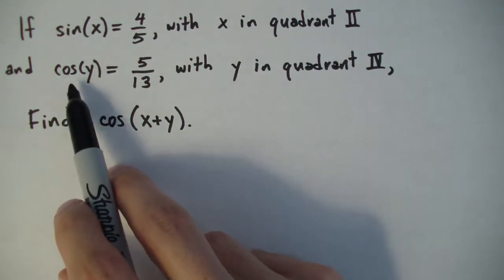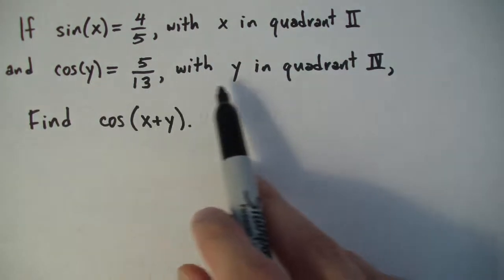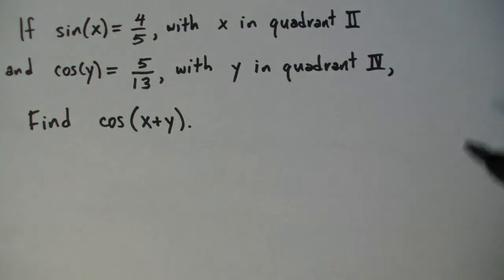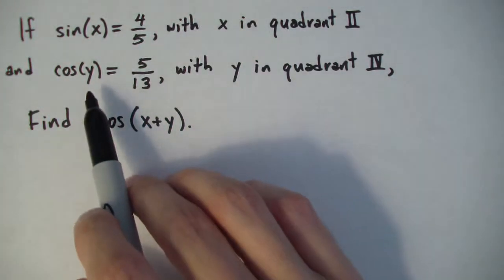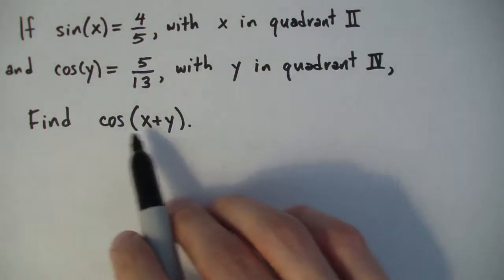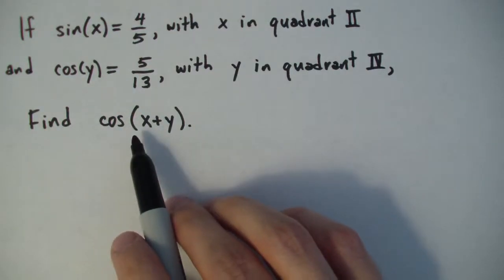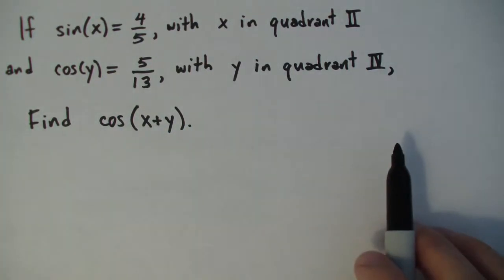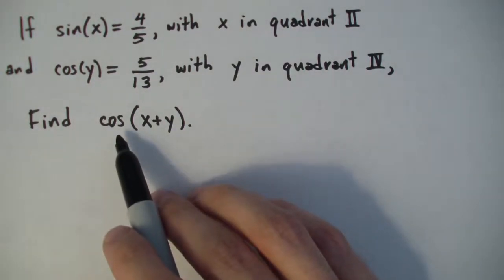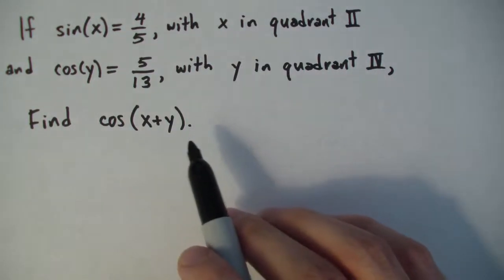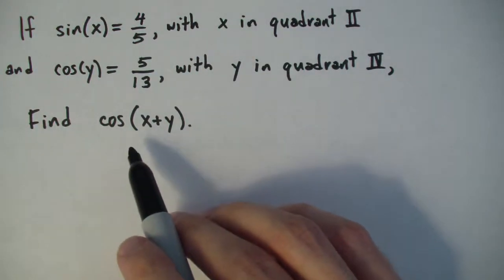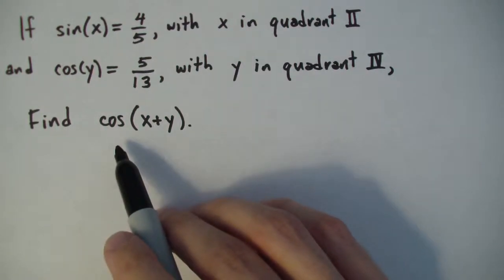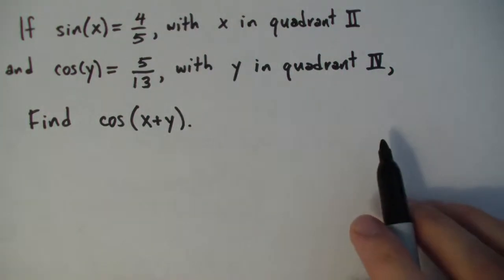Similarly, for y, we're told the cosine of y is 5/13 and that y is in quadrant 4. And again, that's enough information to determine what y is. And from that, we're supposed to figure out what cosine of x plus y is. Now remember, to get cosine of x plus y, we need to know both the cosine of x and the cosine of y and the sine of x and the sine of y. Those are all ingredients in the formula.